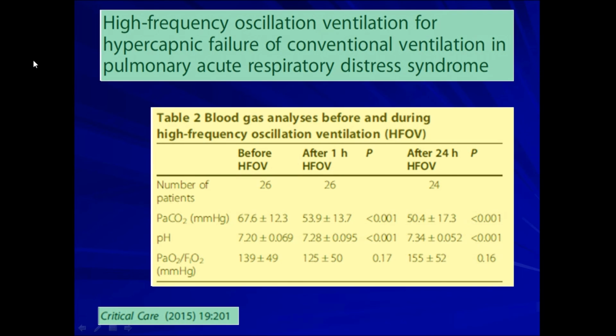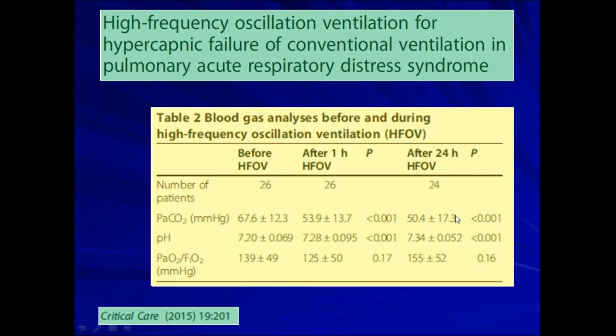What about high frequency during hypercapnic failure of conventional mechanical ventilation in an ARDS patient? Also, it's an option, and this was just an observational trial, they found it's feasible and it really works. So just look at the PF ratio in these patients before high frequency. It was not low, it was accepted, 150, and it was not affected by shifting the patient to high frequency. On the other side, look at the acidosis, pH 7.2 and the PaCO2 67. So by shifting to high frequency, it improved the pH and improved the CO2.